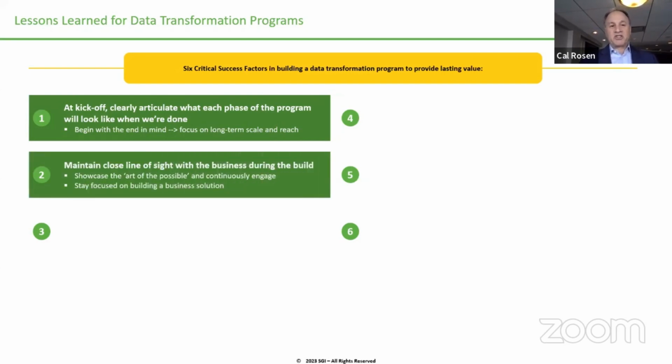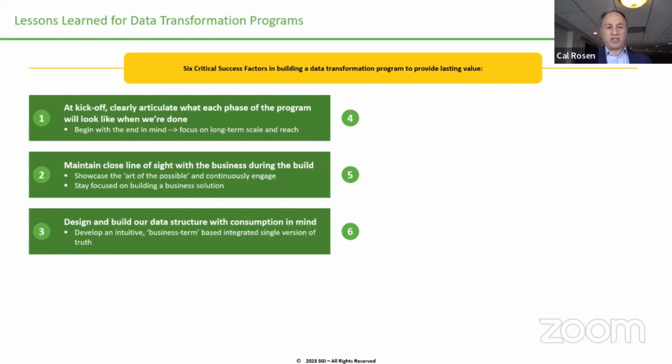The second piece, as I mentioned earlier, you need to maintain close line of sight with the business. So you don't go off and start to build whatever it is you're building. You need to stay in touch with the business. You need to stay in front of the business, bring them on a rapid and frequent basis into this design center so that they take ownership of some of the build and some of the capability as you proceed.